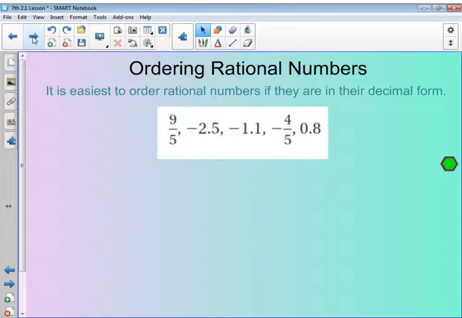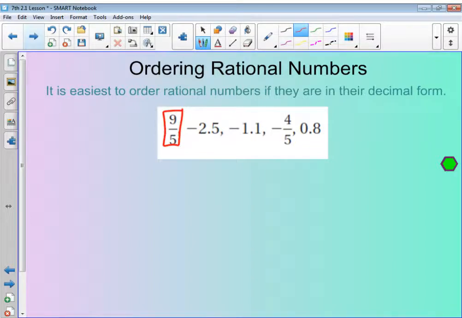Okay, so the last concept that we're going to be working with in this lesson is ordering rational numbers. You'll notice here we've got some fractions and some decimals. Unless you're really, really comfortable with fractions, it's probably easier to change any fraction that you have into its decimal form. Some kids are comfortable with fractions, and they're able to think through what it would look like as a decimal or a mixed number and still order them. But most kids are not. So maybe your first step is to change each of these fractions into their decimal form.